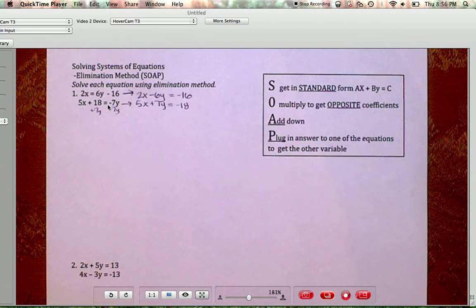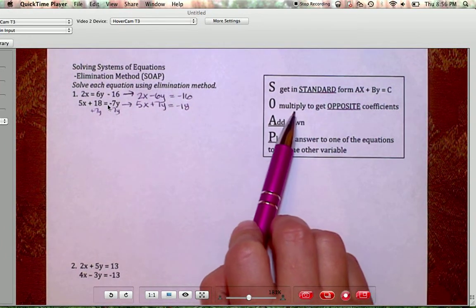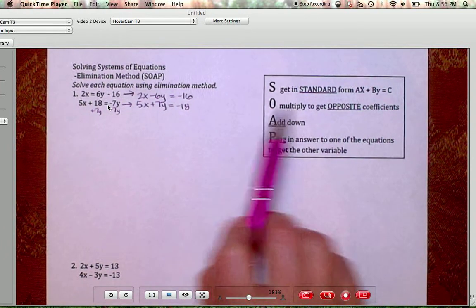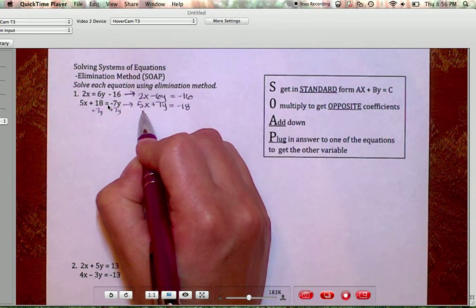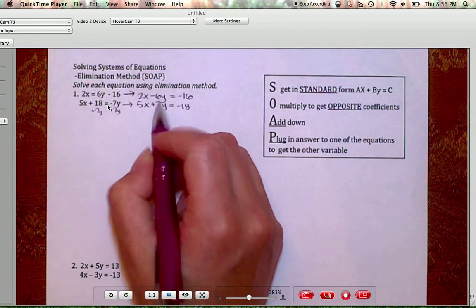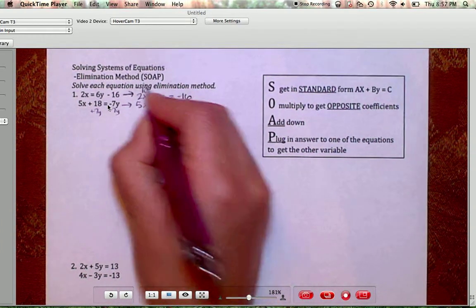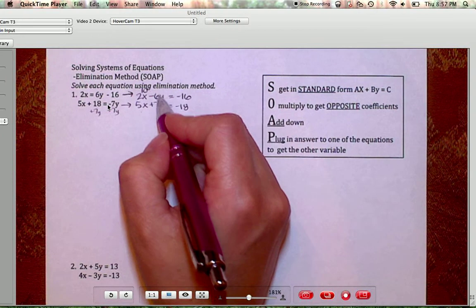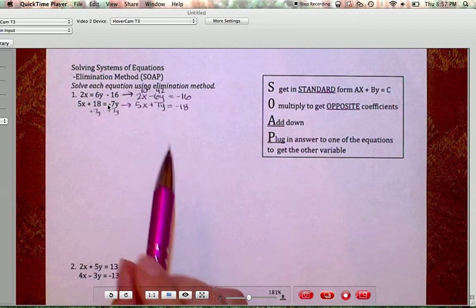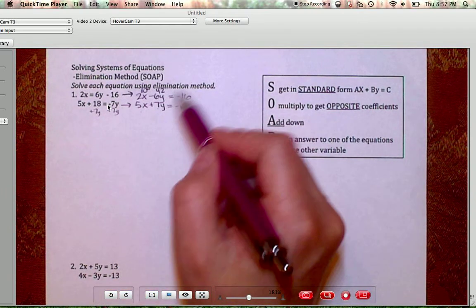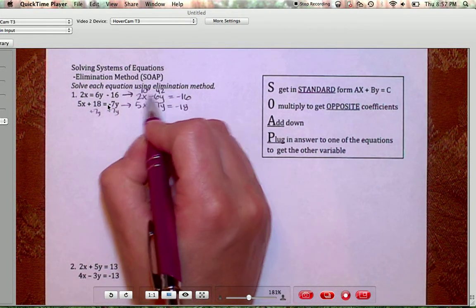So that would be negative 18. Next, once we get it in standard form, then we need to multiply to get opposite coefficients. O is for opposite. So you can either get opposite coefficients in the x column or opposite coefficients in the y. So you have to ask yourself, what number do 2 and 5 both go into? So you could make that a goal of 10 if you did that column, or 6 and 7 go into 42. Now, you want to probably go with the smaller of the two numbers so that these numbers stay smaller and you might not need your calculator.